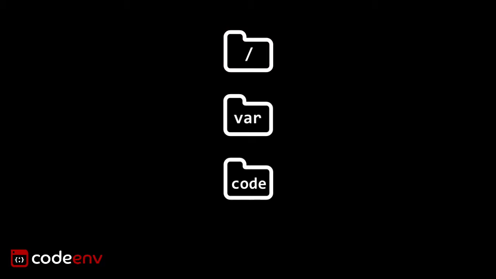Relative paths, on the other hand, start from where you are. When working with relative paths, a single dot represents the folder you're in, and two dots represent the parent directory. So, if you want to move one directory up, you can type cd .. To move two directories up, you can type cd ../..